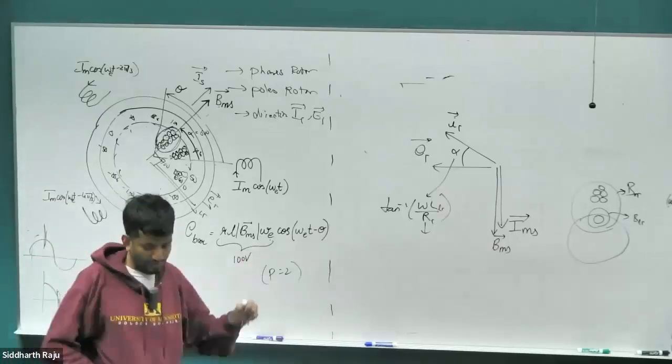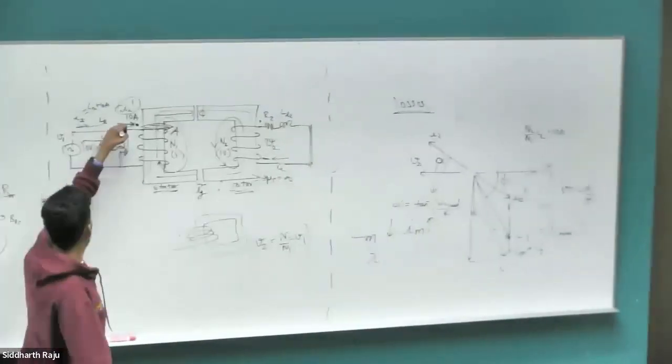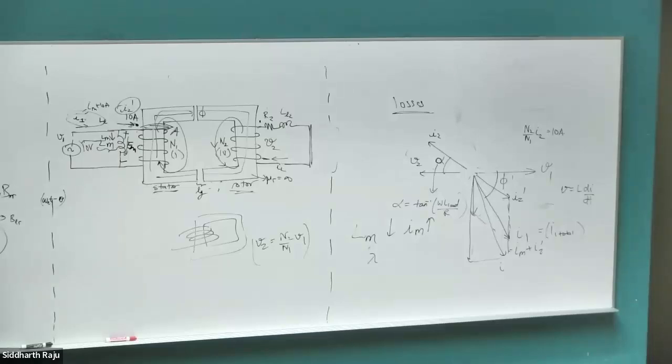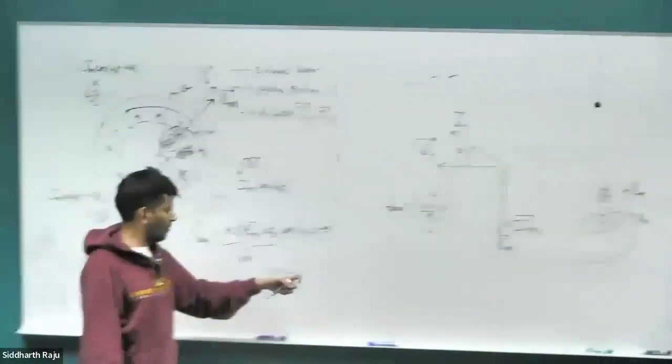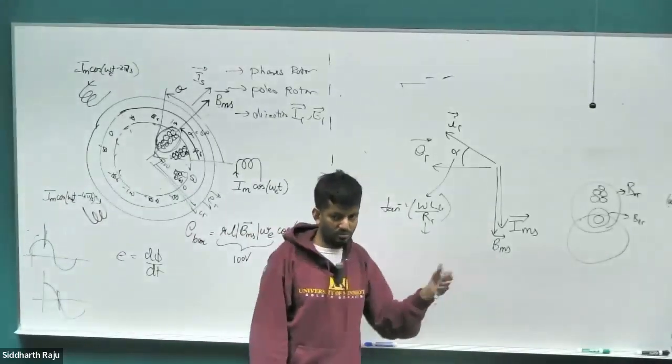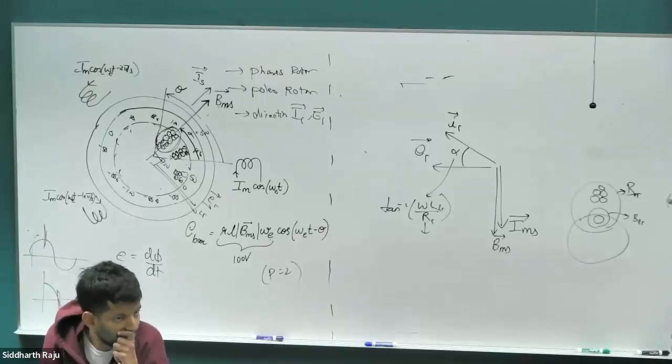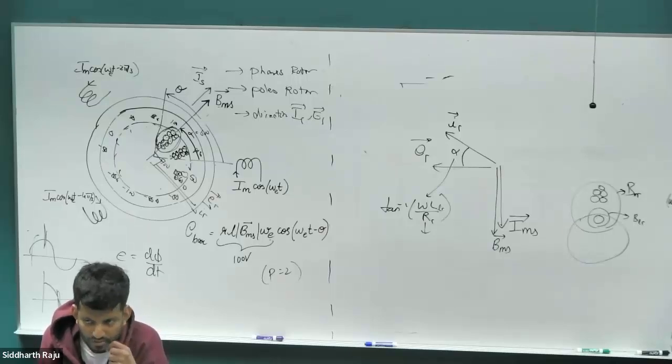So going back to our transformer diagram, there will be this voltage. That will be our EMF. Where will that be? If your BMS space vector is along this direction, where is your stator back EMF space vector going to be? What is the source of the stator back EMF?